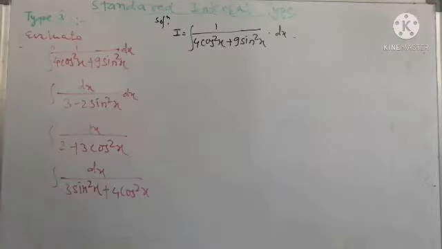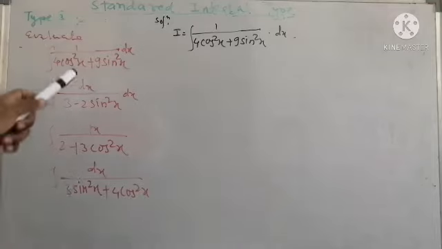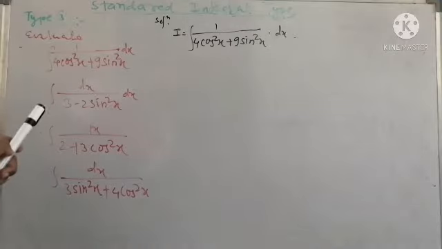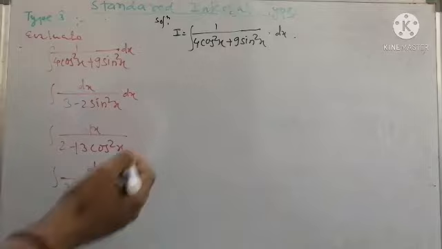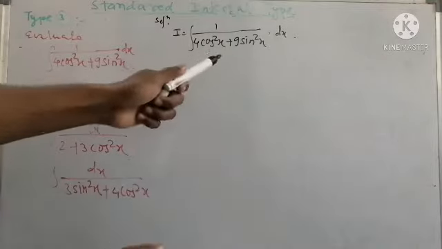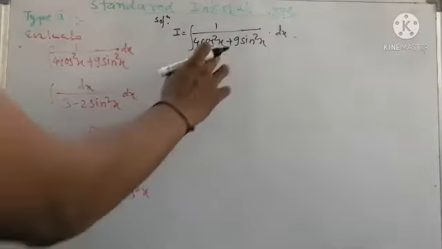You can identify type third examples as you see here: the numerator is 1 or dx, and the denominator contains terms of sin square and cos square in addition or subtraction. Such a type is called the standard type of integral, type number 3. Now the first example: the denominator contains terms of sin square and cos square in addition.